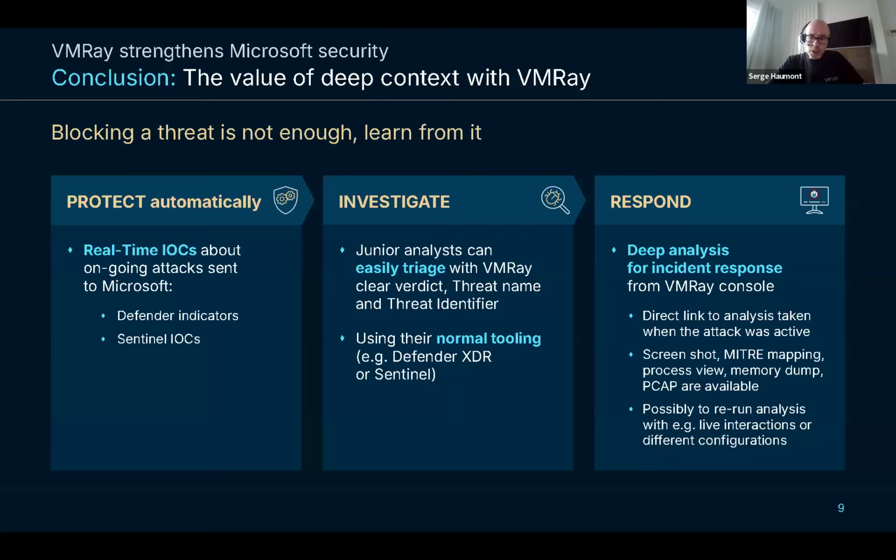And when you want to do incident response, then you probably want to look more into VMRay, more into the detail of what has happened to understand. And you can really, with VMRay, start from a threat identifier at a high level, check from which process it originated, go and check the process. So you can go very, very deep, and you can really understand what was happening.